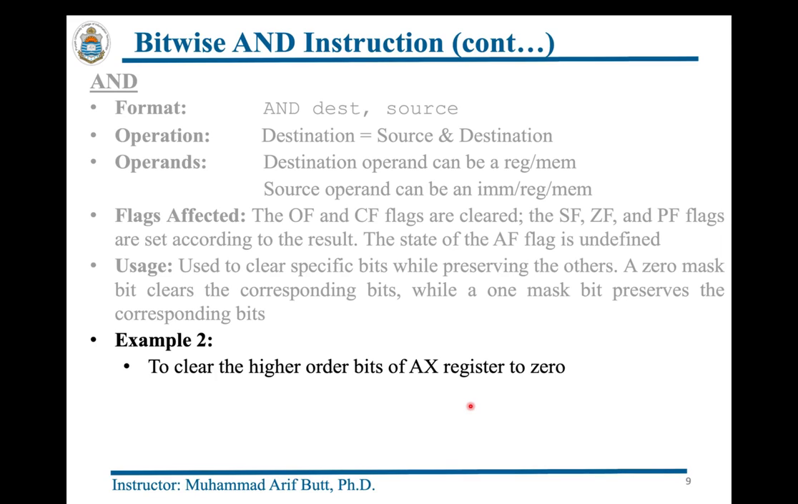Let us see another example. And suppose this time the programmer wants to clear the higher order 8 bits of AX register. And this can be achieved by ANDing the number inside the AX register with the mask of 0F hex. So the higher order 4 bits are cleared while the lower order 4 bits are preserved. And the same process can be done with 32-bit as well as 64-bit registers.